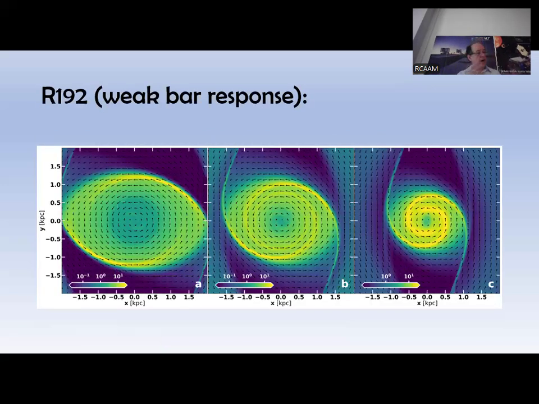Then another case that we studied, the bar was weak. The amplitude of the perturbation, if you want, is much less than in the other cases. And then we found that this weak bar response and the round bar response were very similar. Again, here, look at the 10 kilometers per second model: we have the appearance of these tightly wound spirals that are going all the way towards the center.